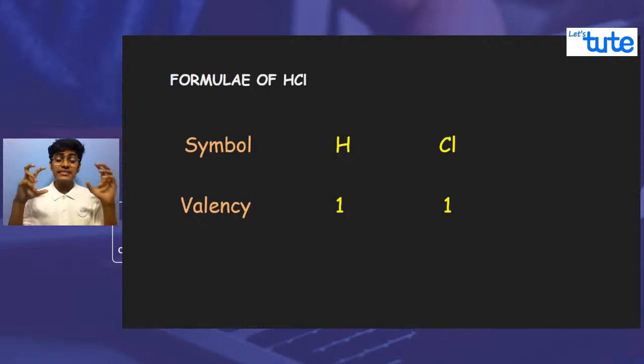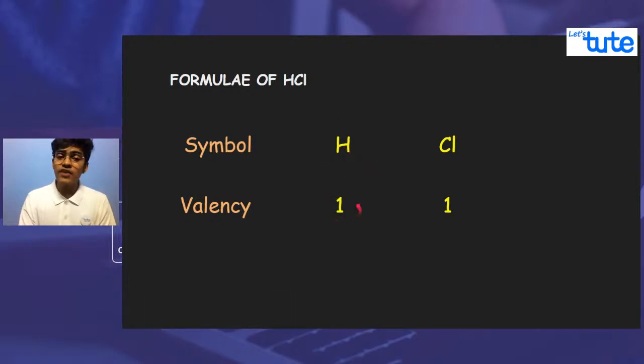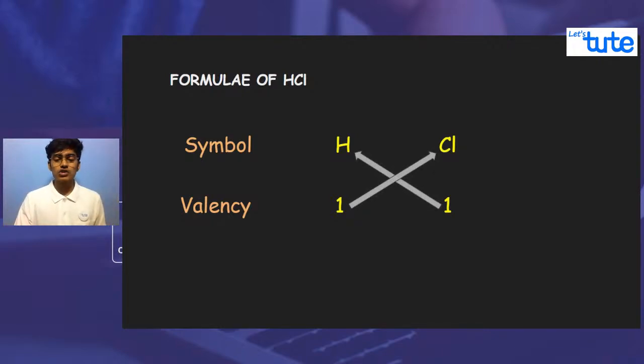As you can see, the name suggests cross valency. That simply means we are just going to cross their valencies. So we will use the valency of chlorine to get that many hydrogen atoms, and we will use the valency of hydrogen to get that many chlorine atoms. As there is only one valency each, we will have one hydrogen and one chlorine. Let us look at some more examples of this cross valency. We are just crossing the valencies together.